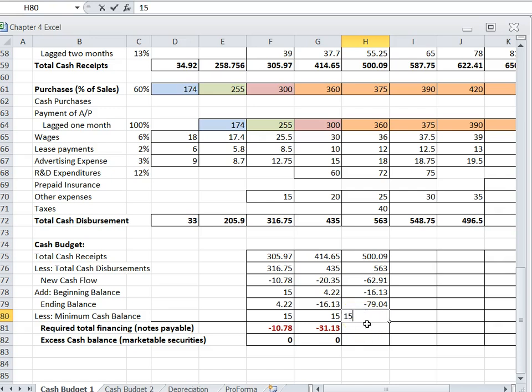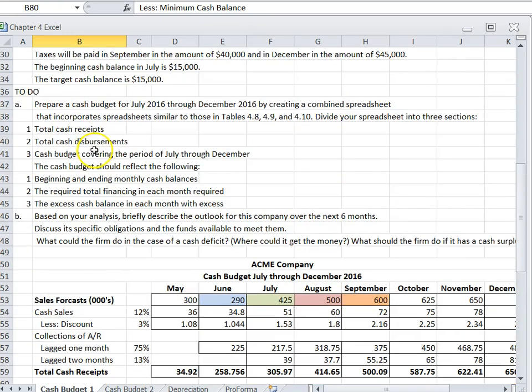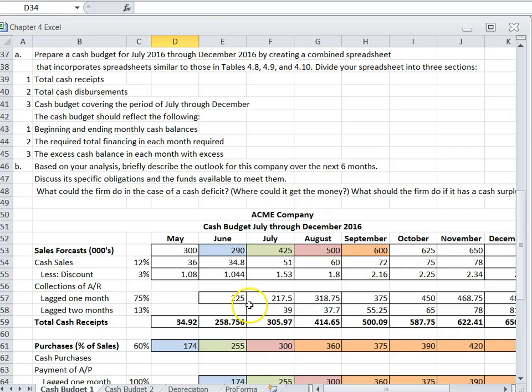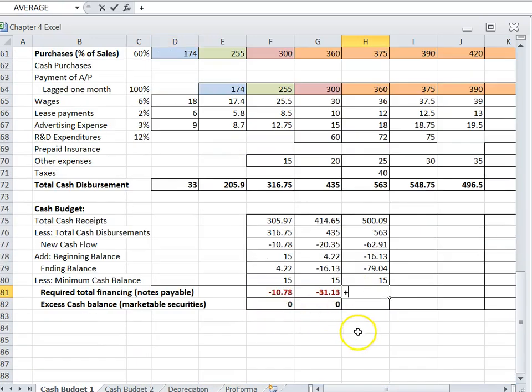I want to be at 15. See this minimum cash balance, and that 15 is coming from up here. It tells me the minimum target cash balance is 15. So basically I'm at negative 79,000, and I have to get to a positive 15,000. That's going to take $94,000. If I add $94,000 to a negative 79,000, I get to a positive 15. So this is really just showing how much additional financing I need.